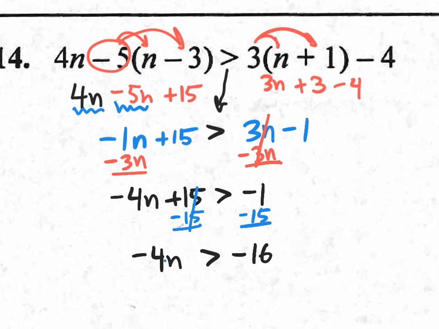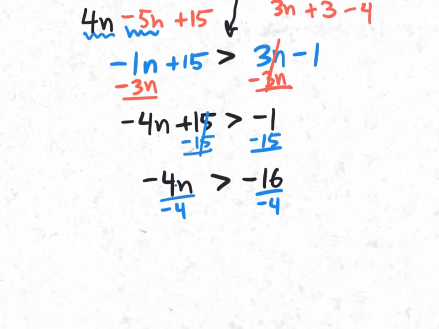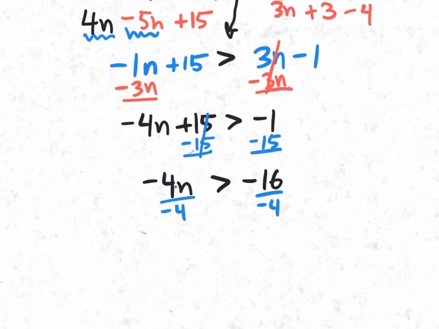Final step will be to get rid of the multiplication of -4 in front of the n by doing the opposite, dividing by that same value, -4. Now, at this point, when you heard the words dividing by a negative, there should be some bells in your head going off saying, hey, wait a minute, I'm going to have to flip that inequality symbol because I'm dividing by a negative on my last step.